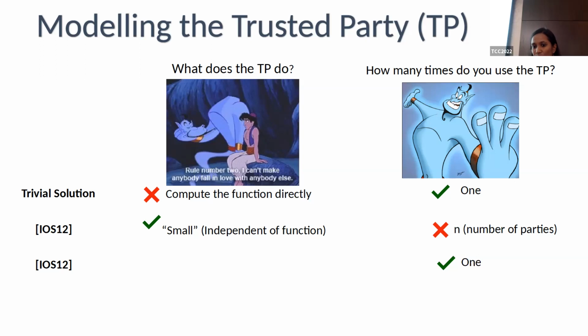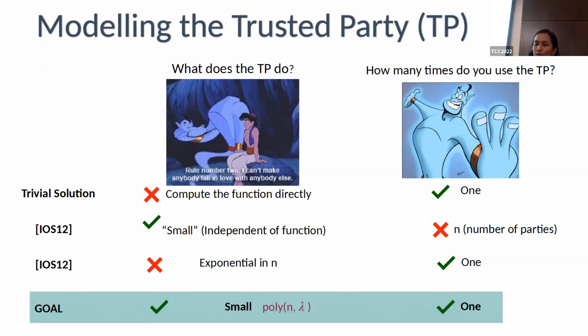And in the same paper, they also had a solution with one call, that is the optimal number of calls. But here, the amount of work that they were making the trusted party do was exponential in the number of parties. So maybe you also want to avoid this if your number of parties is large. So the ideal goal would be to get full security with just one single call to a small TP. And by small, I mean that the complexity is polynomial in the number of parties and the security parameter. And in particular, it's independent of the function that you're trying to compute.